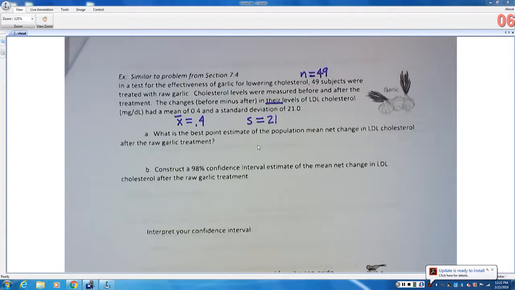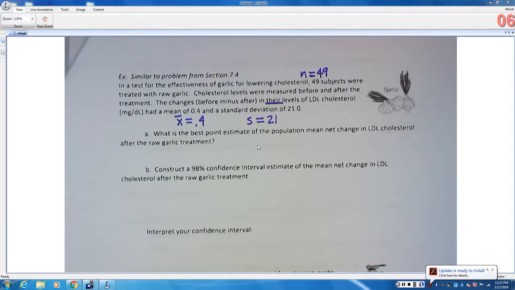So what's the best point estimate of the population mean net change in LDL cholesterol after the raw garlic treatment? A point estimate is a single point to estimate the population parameter we're interested in. We're trying to say something about mu, the population mean. We will never have the population mean in Chapter 7. In Chapter 6 we had population stuff. Here we won't. We're trying to estimate it.